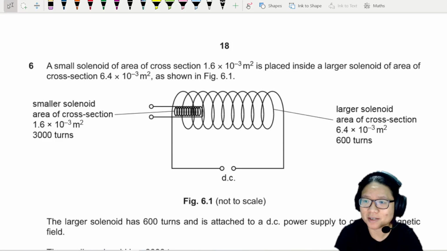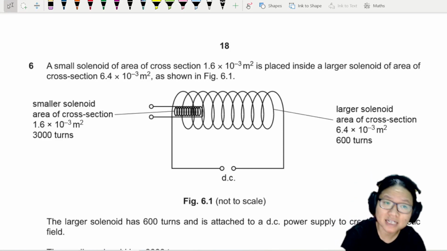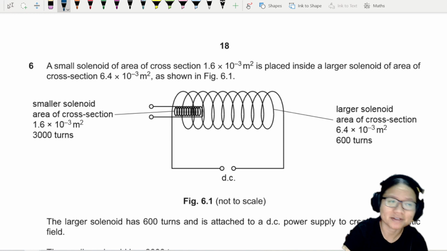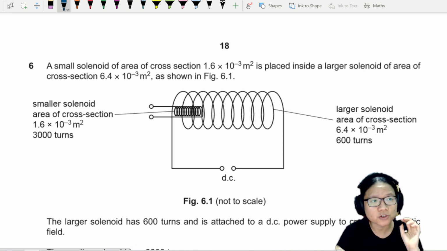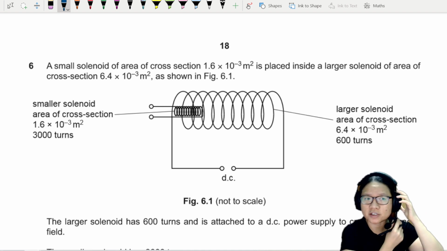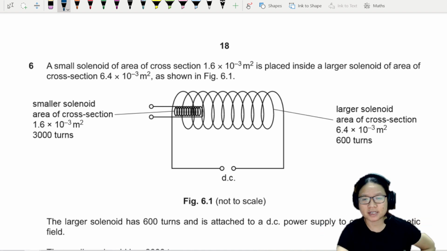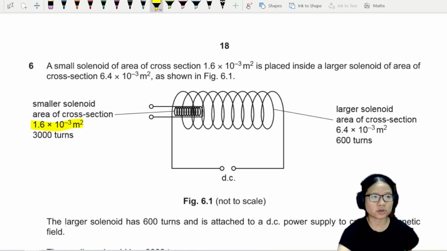This is a question about magnetic flux linkage and induced EMF. Let's read the question. A small solenoid of area of cross-section 1.6 times 10 to the power of -3, so this one is the smaller solenoid, is placed inside a larger solenoid of area of cross-section 6.4 times 10 to the power of -3. So you can see that the area is 4 times bigger, right?